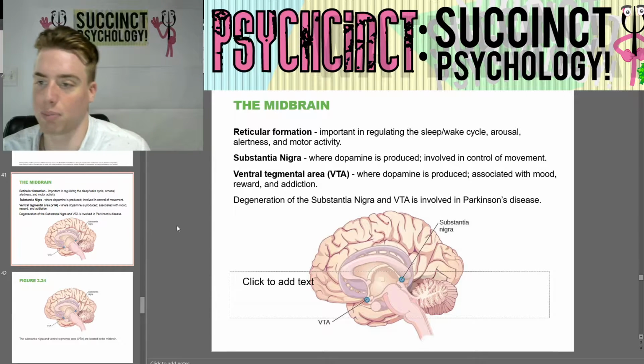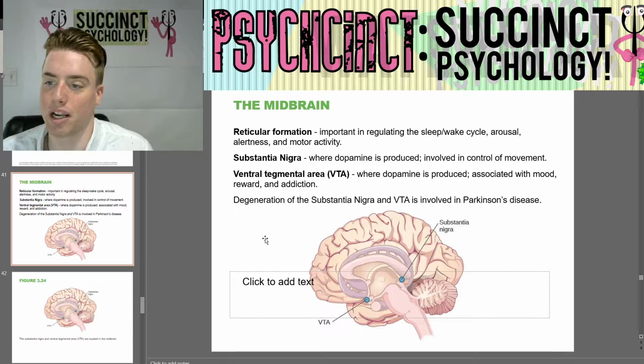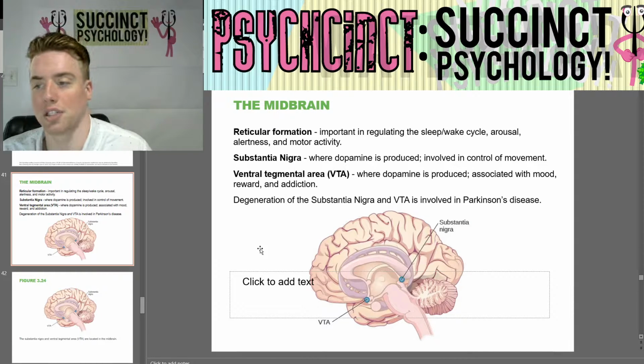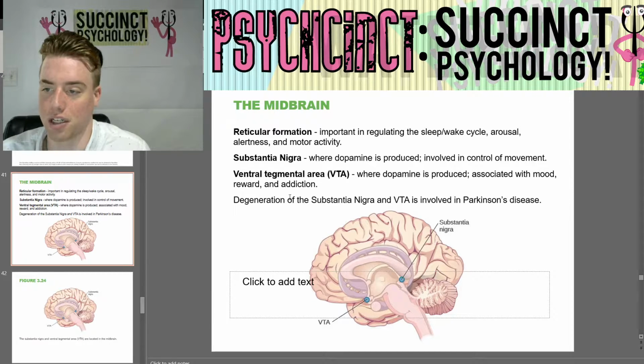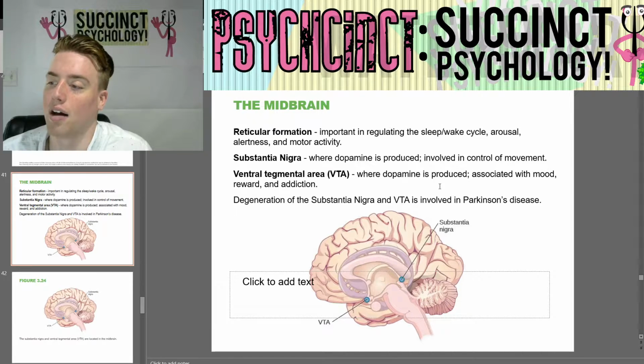Next, we have the midbrain. The midbrain is made up of the reticular formation, which is important in regulating the sleep-wake cycle, arousal, alertness, and motor activity. The substantia nigra, where dopamine is produced, involved in control of movement, and the ventral tegmental area, VTA, where dopamine is produced and which is associated with mood, reward, and addiction.